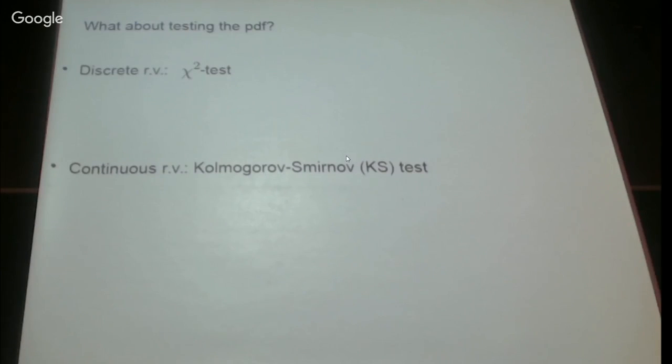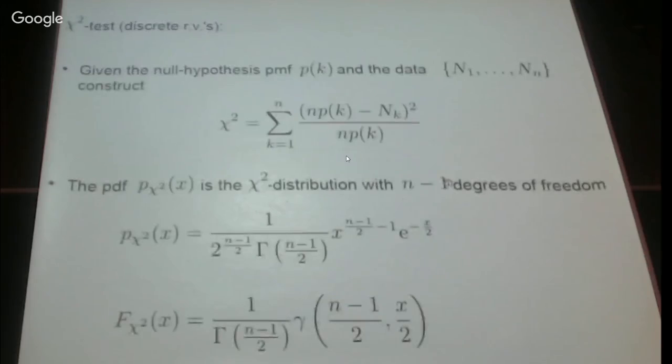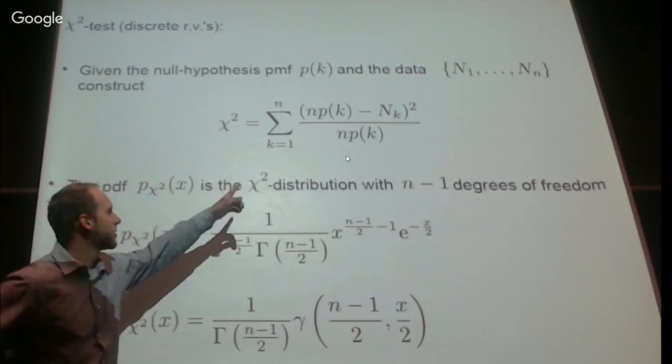So a more complicated hypothesis that you might specify for the data is an entire specification of the PDF rather than just the mean. So if you have a discrete PDF, a test statistic which you can use is the chi-square. And if you have a continuous PDF, you have to perform this KS test, which we'll talk about today. So first, the chi-square. This is just from last time.